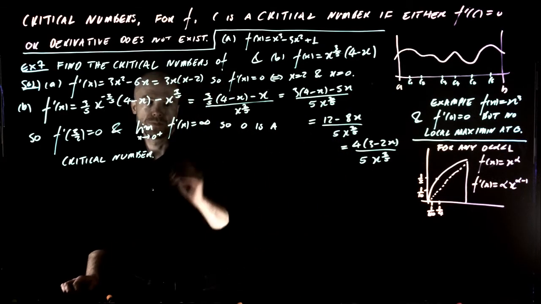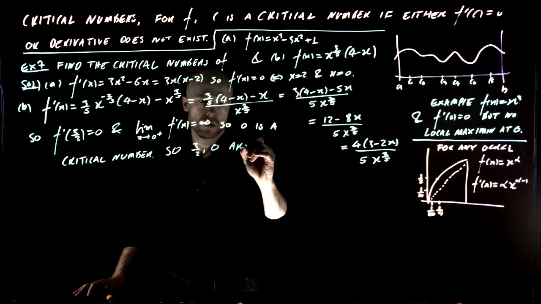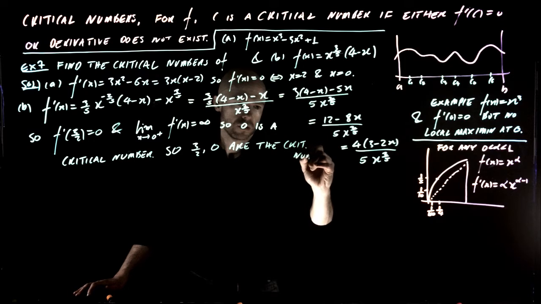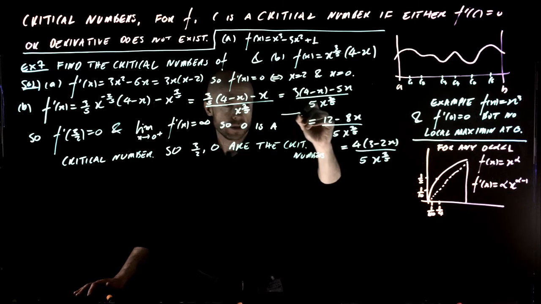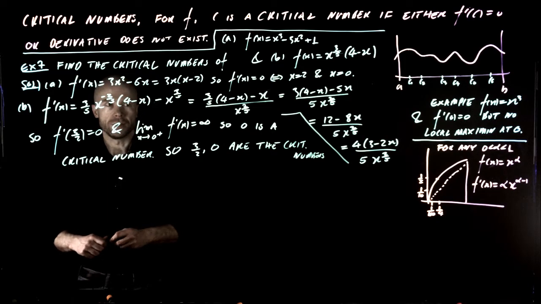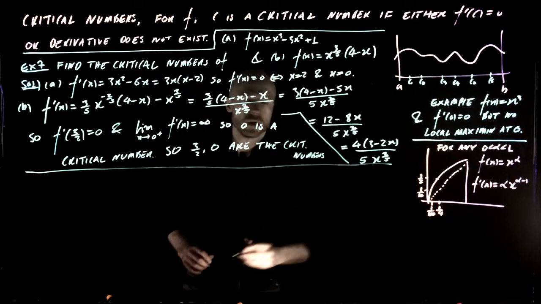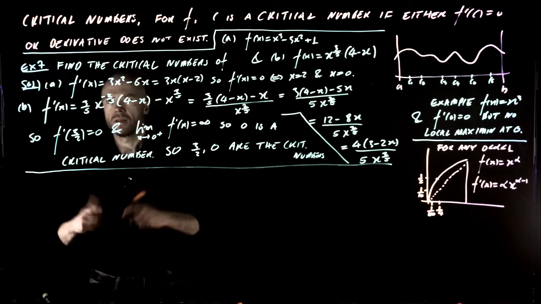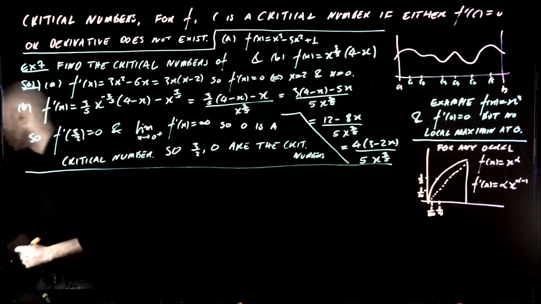Okay, so 3 over 2, 0, the correct numbers. And that's it. Okay, so it is just applying differentiation. Now, once we have this ability to find critical numbers, then we can actually find the absolute max and the absolute min of whatever continuous function we're given on a closed interval. So let's do the next example.